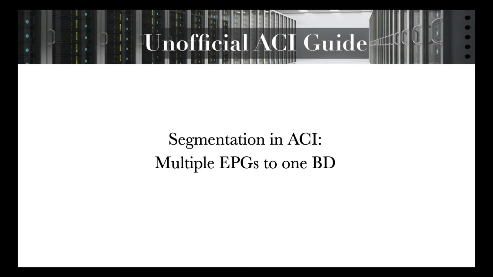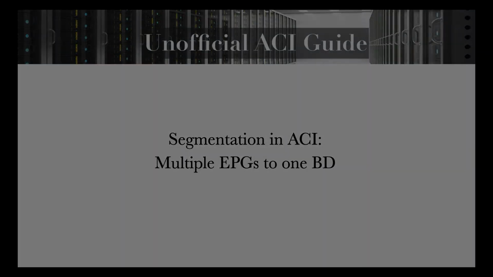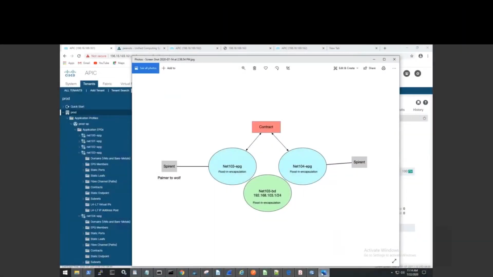Today we're going to look at segmentation in ACI, taking multiple endpoint groups and tying them to one bridge domain. Let's take a look. All right, now we're going to look at different types of segmentation with ACI. What type of options do you have?